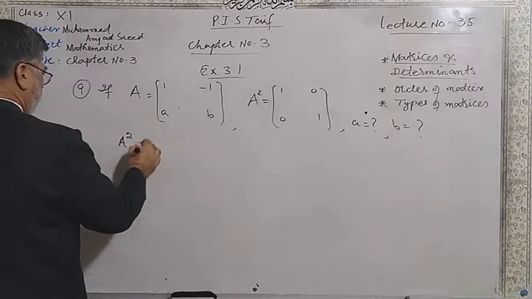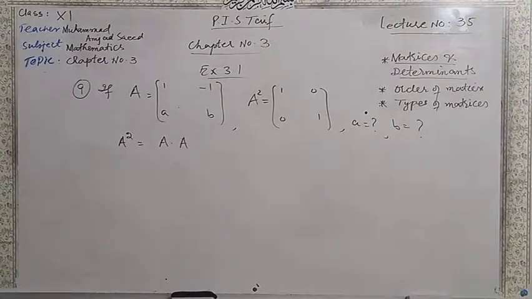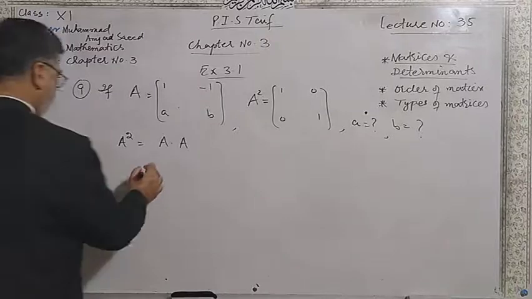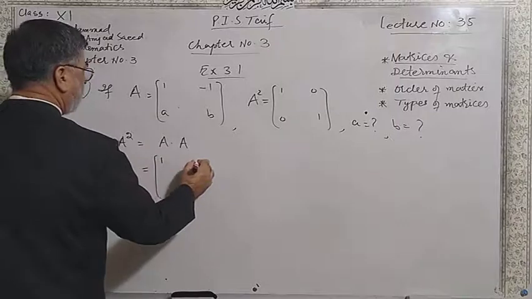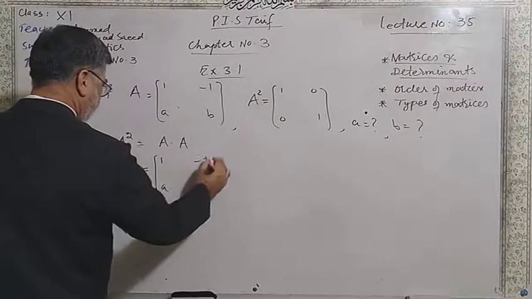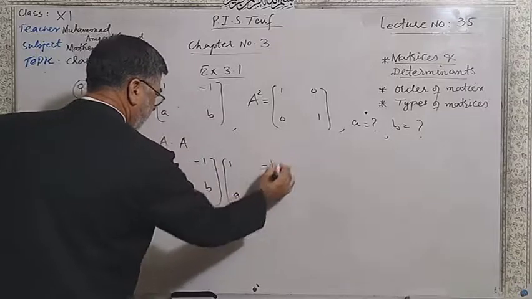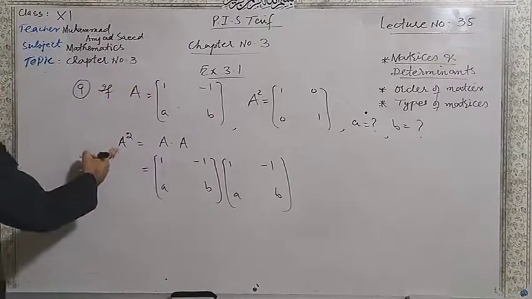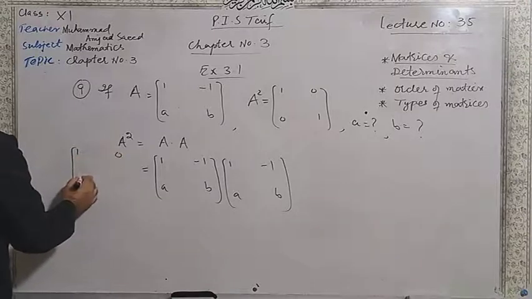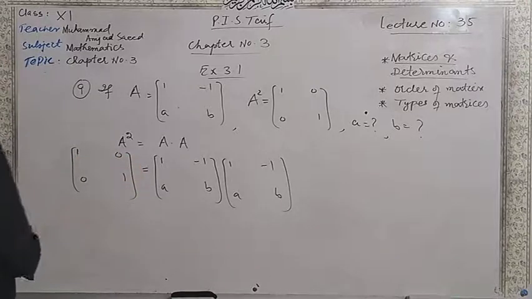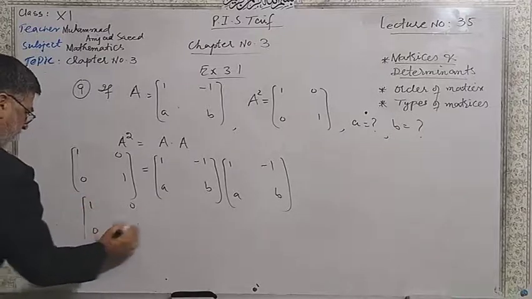Now you can write down A square as A into A. What is A? 1, minus 1, A, B, then 1, minus 1, A, B. Here is A square, putting the value of A square, 1, 0, 0, 1.